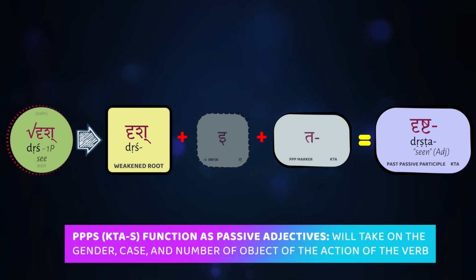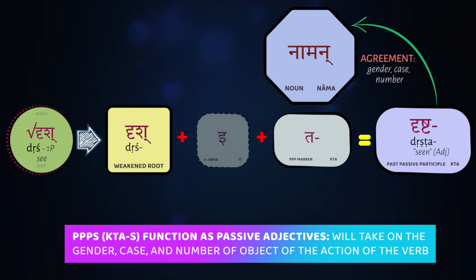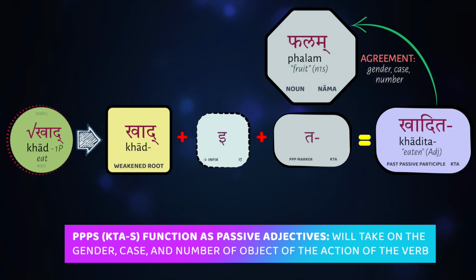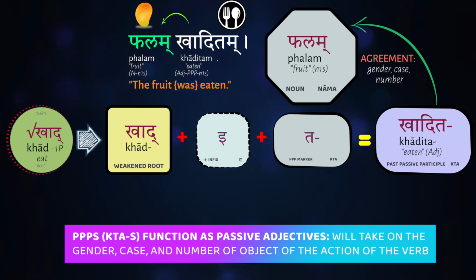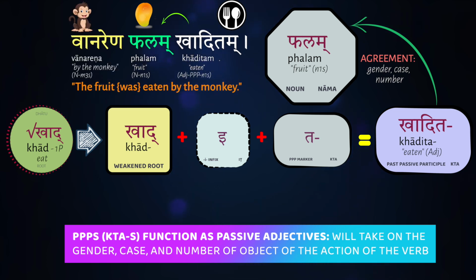Anyway, once you form your PPP, then you make it behave like any other adjective. When you use it, it'll take on the gender of whatever noun it's going with. It'll take on the case or vibhakti of that noun and its number, whether it's singular, dual, or plural. So for example, if we had the root khad, to eat, it does take your infix and we get the PPP khadita, meaning eaten. Suppose a fruit was eaten, we would say phalam khaditam. The fruit was eaten. If we said vanarena phalam khaditam, it would mean the fruit was eaten by the monkey.